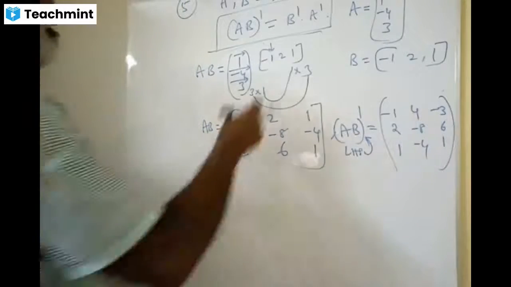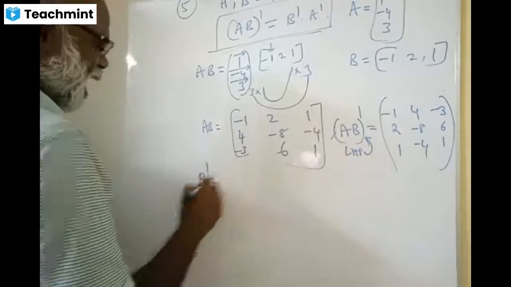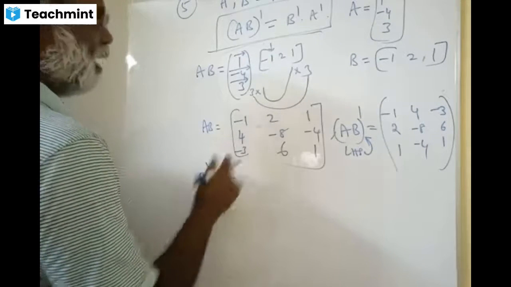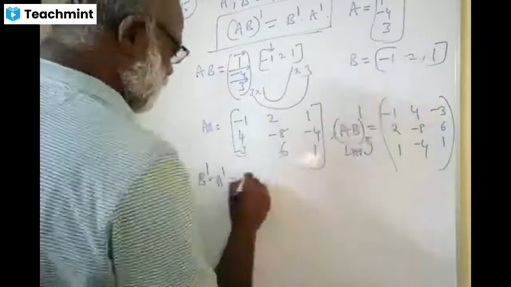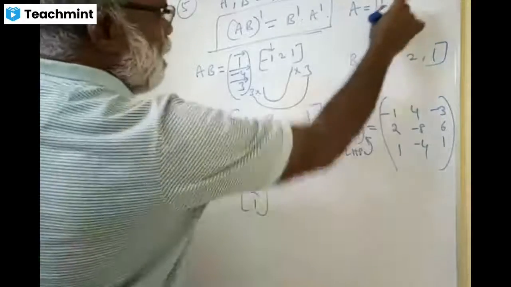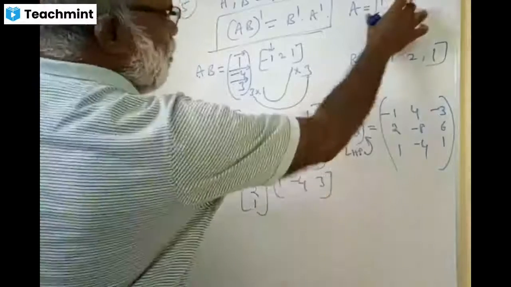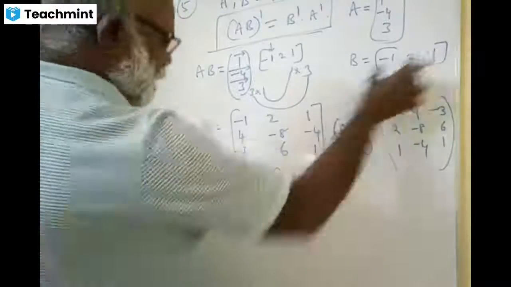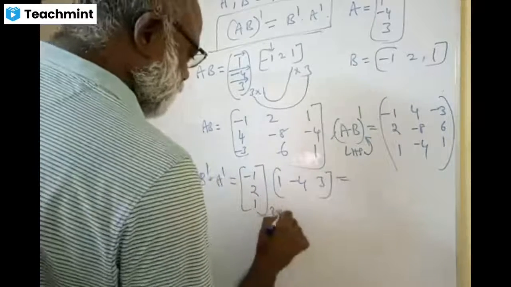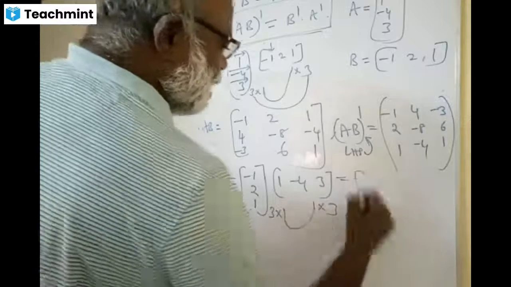Now, on the RHS we have B dash and A dash. Friends, first you find B dash and A dash and multiply them. What is B dash? Minus 1, 2, 1. And what is A dash? 1, minus 4, 3. The column matrix became a row matrix, and the row matrix became a column matrix. Now you multiply. This is 3 by 1 and this is 1 by 3, so you get a 3 by 3 matrix.